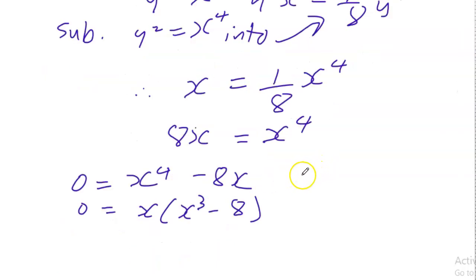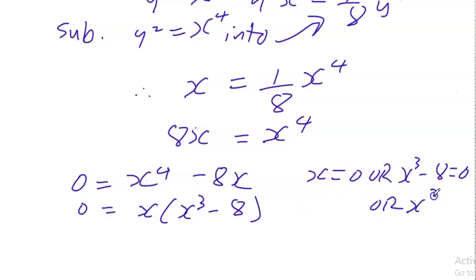So it means x equals 0 or x cubed minus 8 equals 0. So solving x cubed equal to 8, which means x equal to 2. So to get the area, we'll integrate the composite function of y between 0 and 2.